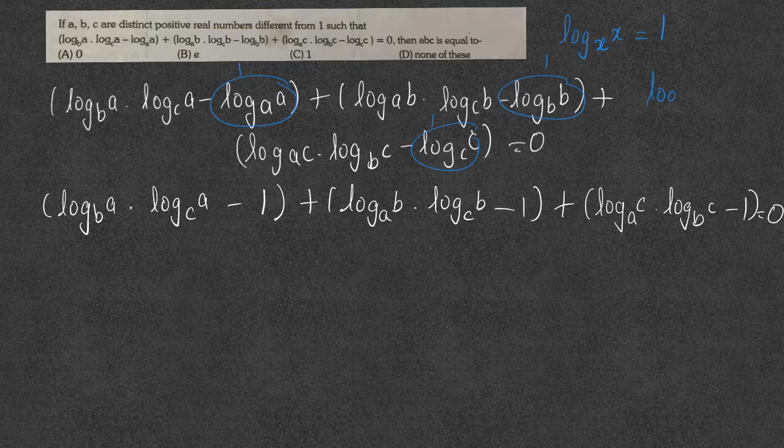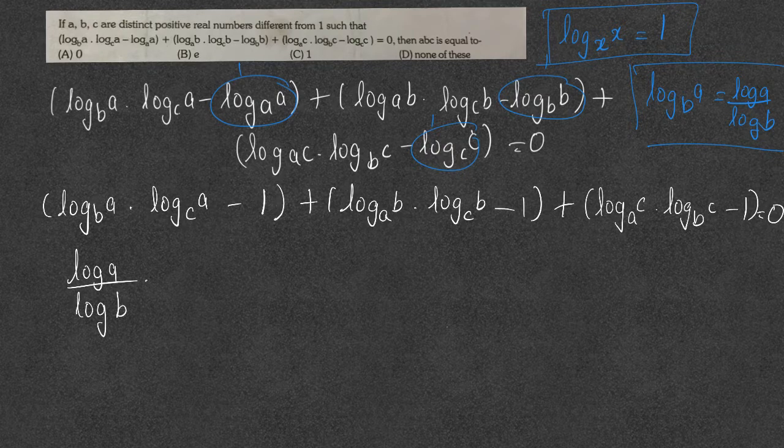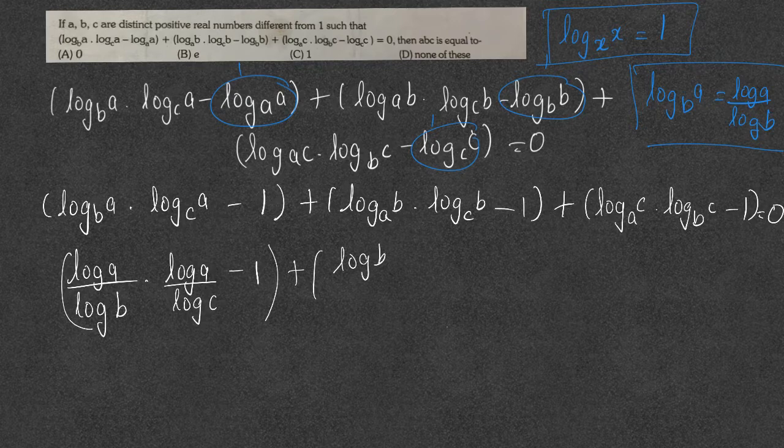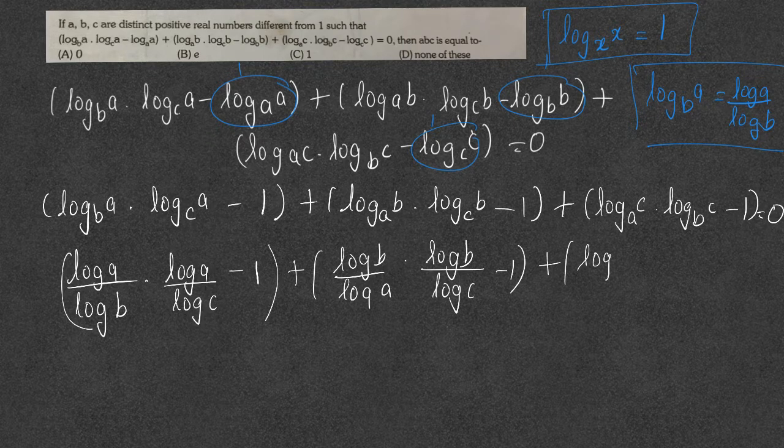And we know that log a to the base b is log a upon log b. So this is log a upon log b into log a upon log c minus 1, plus log b upon log a and log b upon log c minus 1, plus log c upon log a into log c upon log b minus 1 is equal to 0.